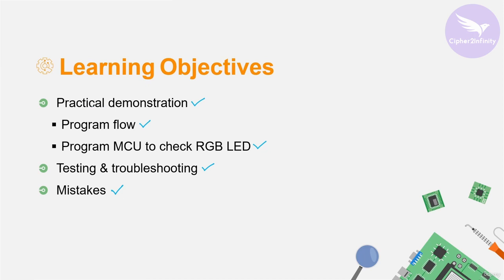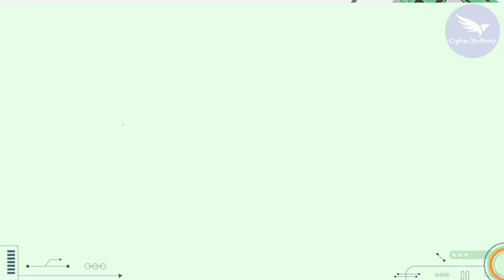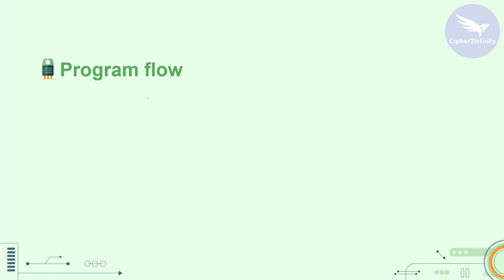Now let's start with the practical demonstration. Before I show you the practical demonstration, let me show you the program flow. Now let's discuss the flow of code that we are going to program in the microcontroller. The first point is microcontroller start. As soon as the power is provided to the system, the controller will start.